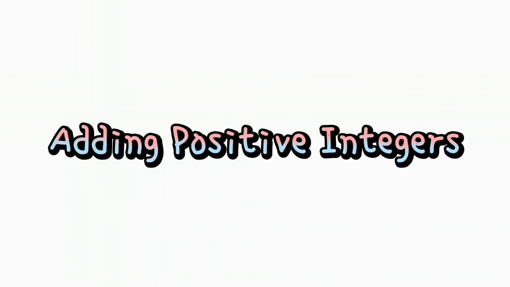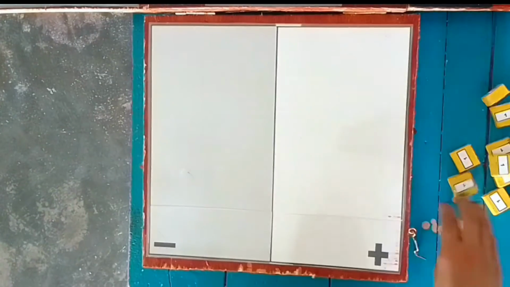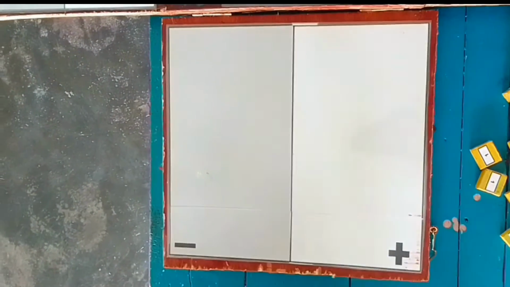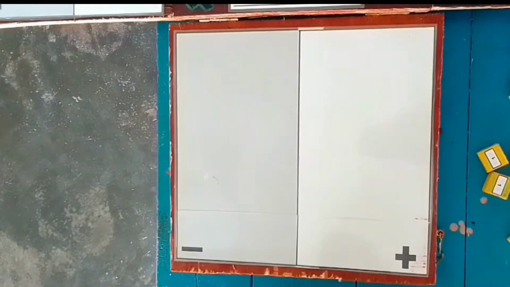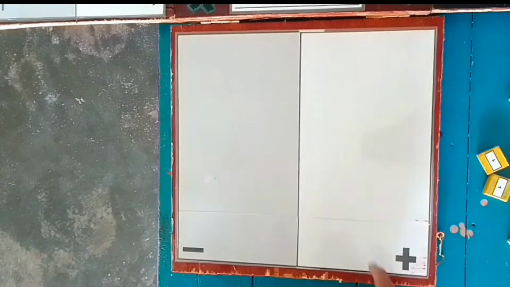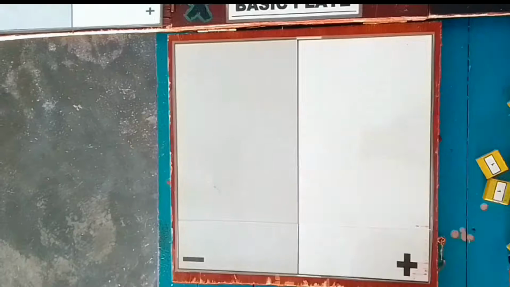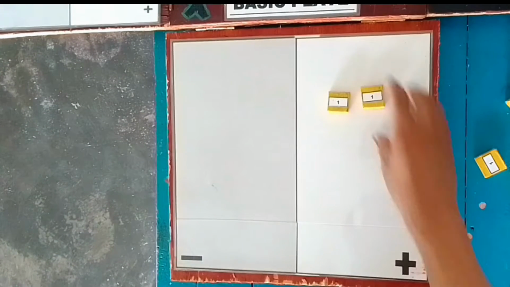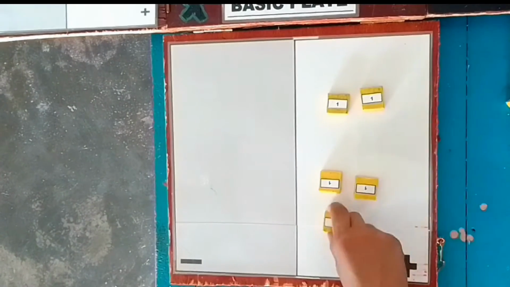Next, we will be adding positive integers. So in adding positive integers, we will also be going to use our basic math plate. In adding positive integers, we place the coefficient tile in the positive side. For example, we will be going to add positive 2 and positive 4. So we will place 2 on the positive side and place another 4 tiles on the positive side.